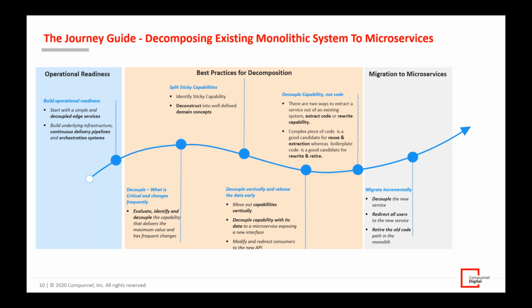So move capabilities out vertically, decoupling capabilities with their data into a microservice, exposing a new interface, and modifying or redirecting consumers to the new APIs. That is another area. And then we decouple capabilities, not the code. There are two ways to extract a service out of an existing system: either we extract the code, or rewrite the whole capability.